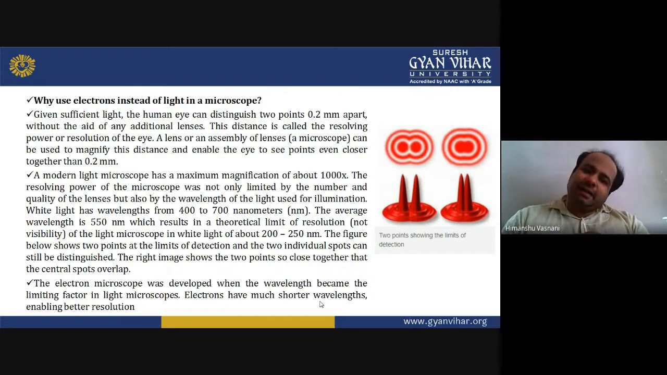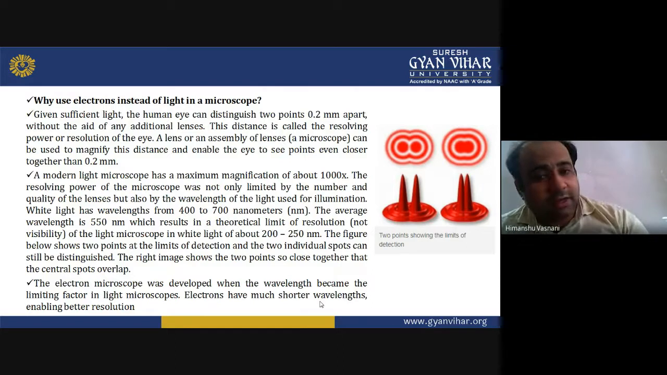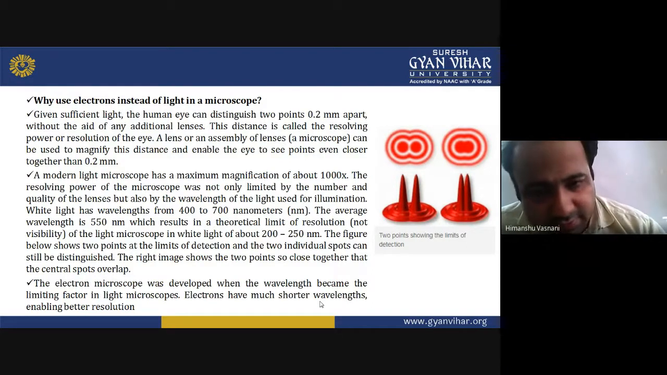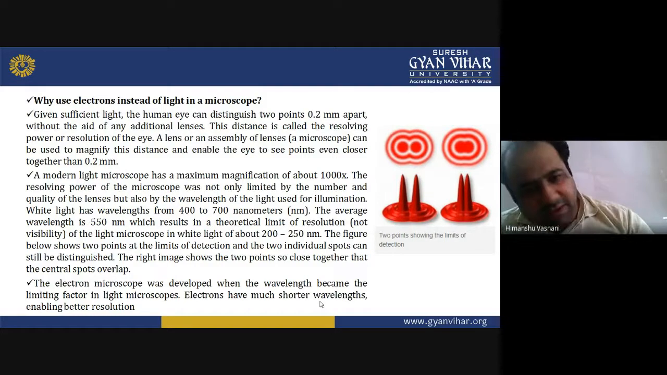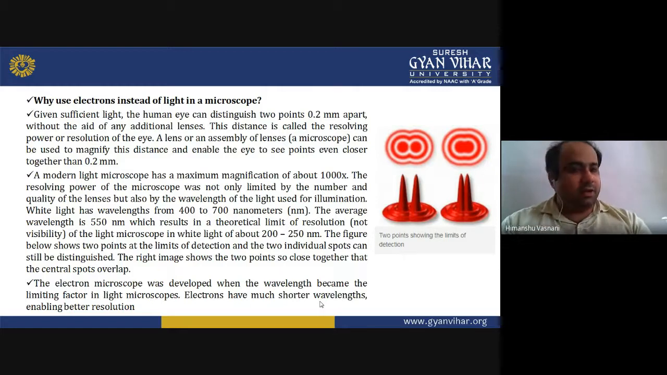White light has a wavelength from 400 to 700 nanometers, where a nanometer is 10 to the power of minus 9 meters. So the average wavelength is 550 nanometers, which results in a theoretical limit of resolution, not visibility, of the light microscope in white light of about 250 nanometers.